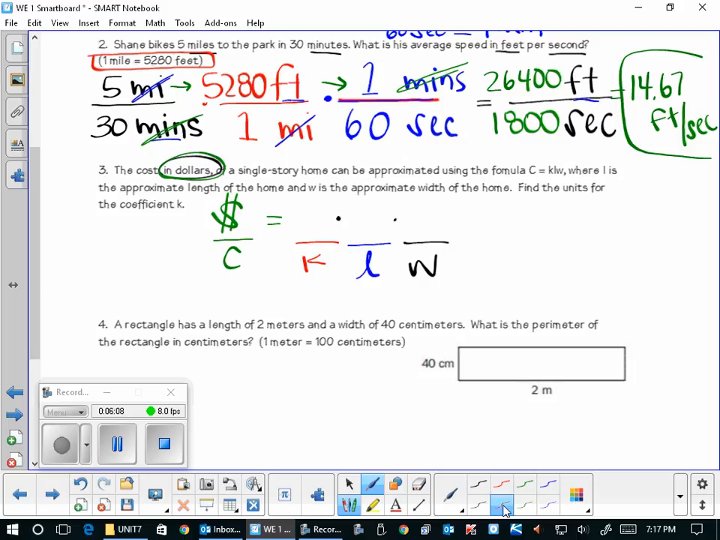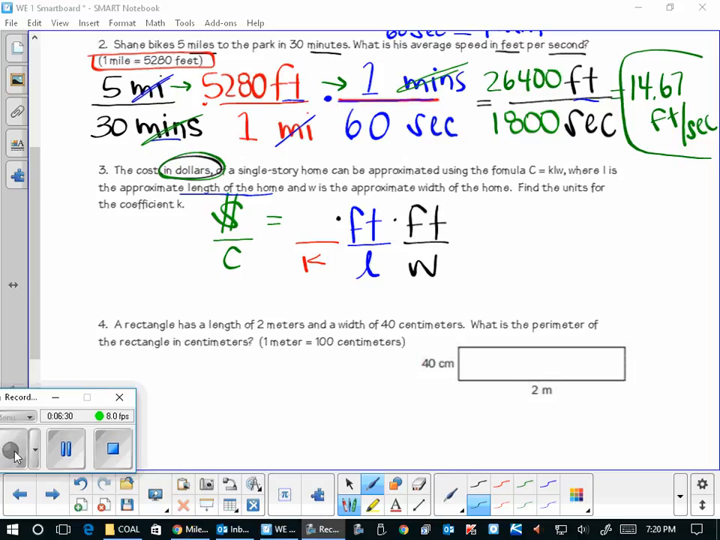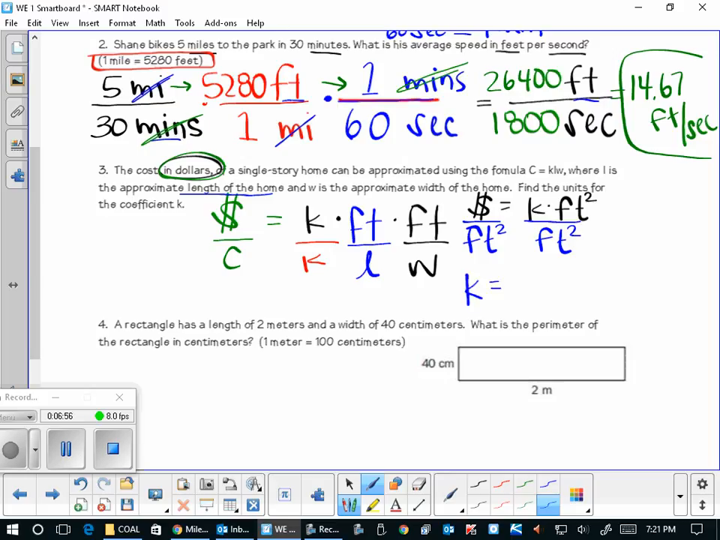L is the approximate length of the home. And W is the approximate width. So we're going to say that the length is feet and the width is also feet, okay? So K is what we're missing here. Right now we have dollars equals K times feet times feet, which is feet squared. We want to solve for K, so we're going to divide by feet squared. So the units for K are dollars per feet squared.